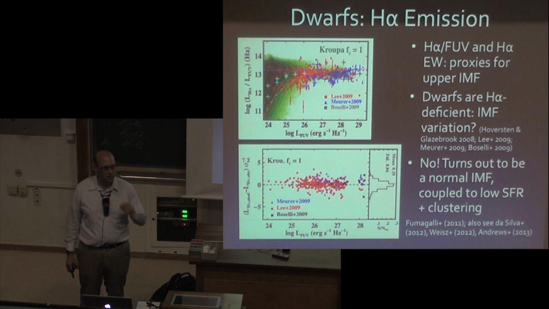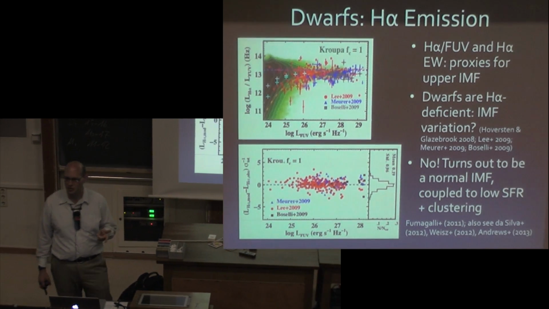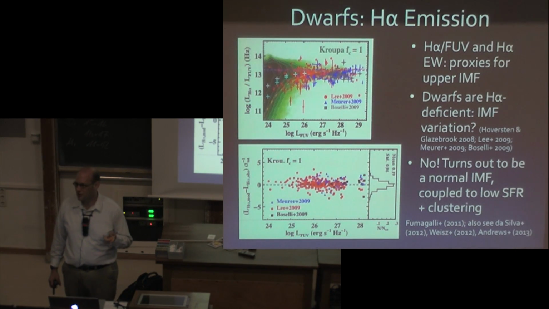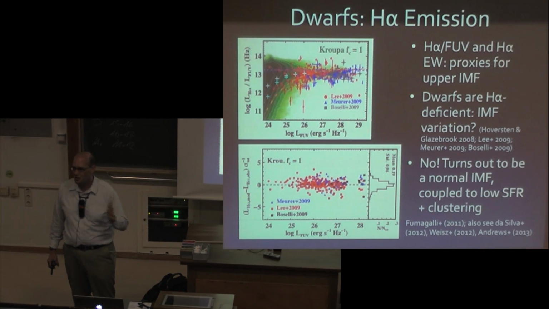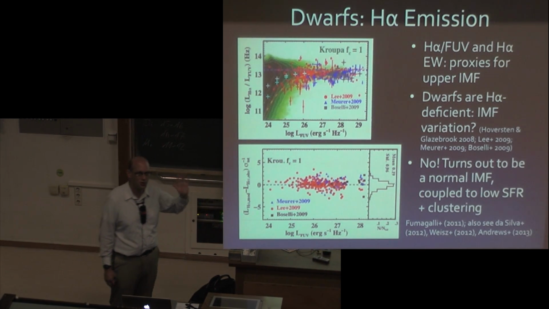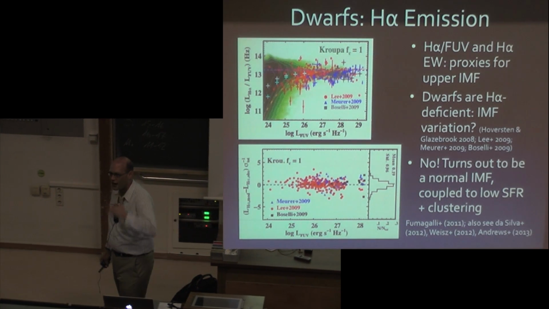Now imagine you go and observe this dwarf galaxy, say, 5 million years after the last little burst of star formation happened. Well, the stars that produce the FUV light are still around because they have lifetimes bigger than 5 million years. But the stars that produce the H-alpha, they're all dead. They all die in 3.5, 4 million years. And so your H-alpha to FUV ratio will be depressed.